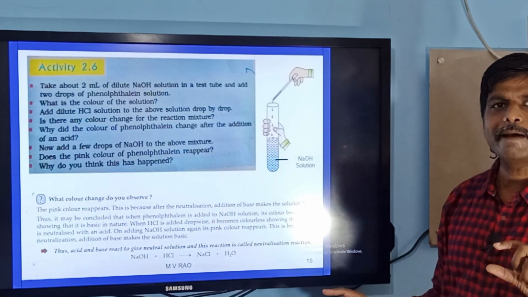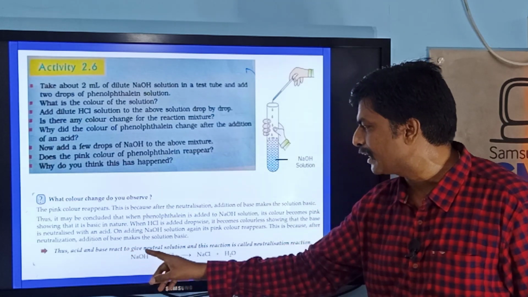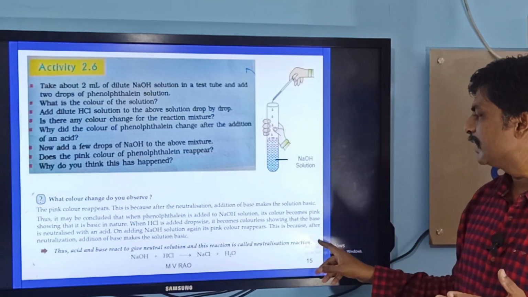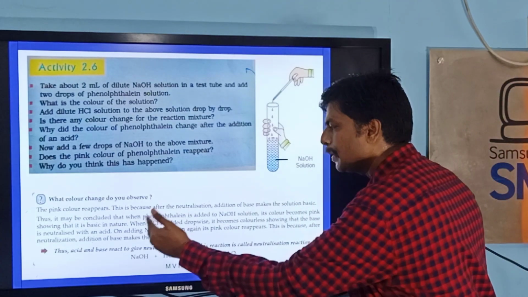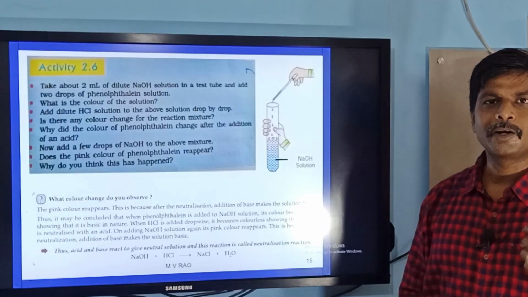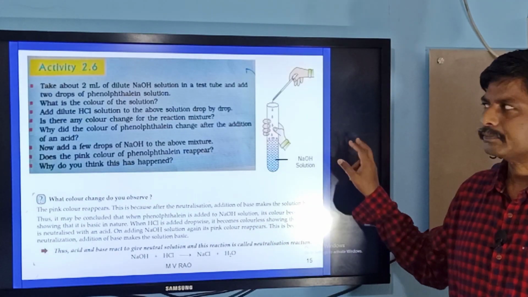Here one word came: neutralization. What is neutralization? Acid and base react to give a neutral solution, and this reaction is called a neutralization reaction. Acid plus base gives salt and water. This reaction is called neutralization. That is about activity 2.6.